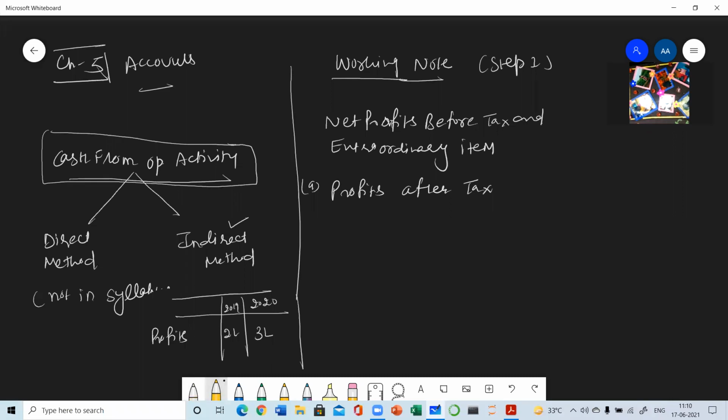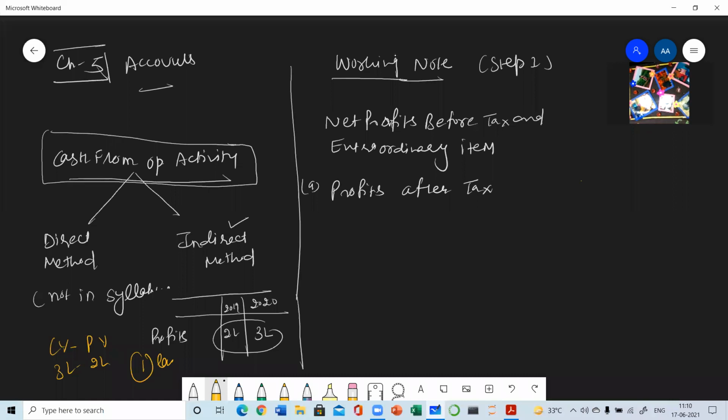Now how will the profits be considered? It is the difference of the current year and previous year. The previous year profits were rupees 2 lakh, and this year the profits we are showing are 3 lakh. Every year profits are added to the previous year, so in this 3 lakh, 2 lakh profits are of the previous year. What is the current year profit? That will be 3 lakh minus 2 lakh, so the current year profit is 1 lakh. We need to write that here: rupees 1 lakh.